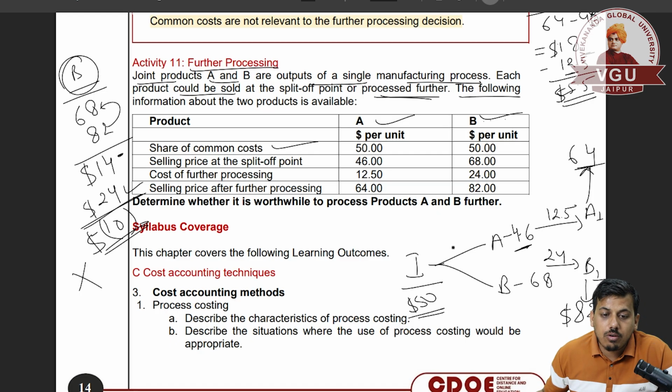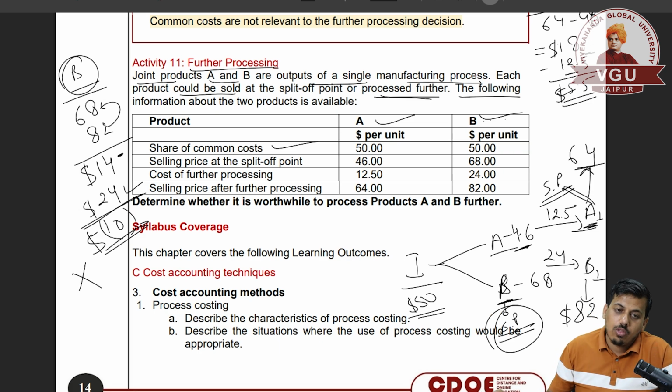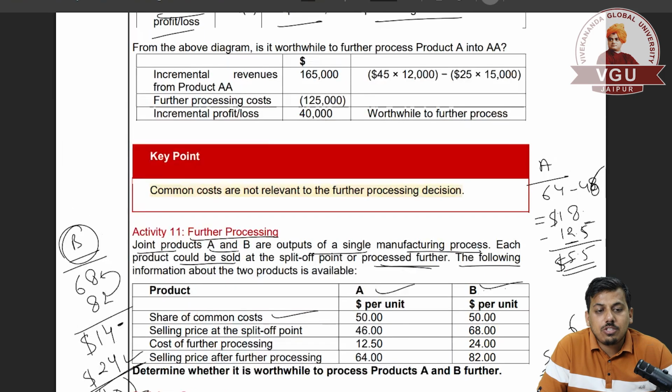So we will send product A for further processing, but product B should be sold at the split-off point. This is the selling point of product A, that is A1, and this is the selling point of product B, that is B only, not B1. So this is the end of this chapter.